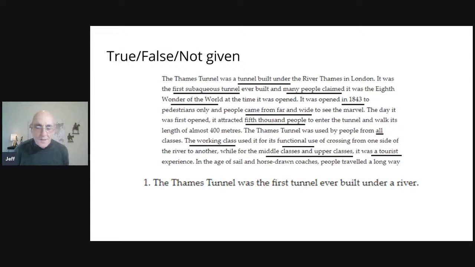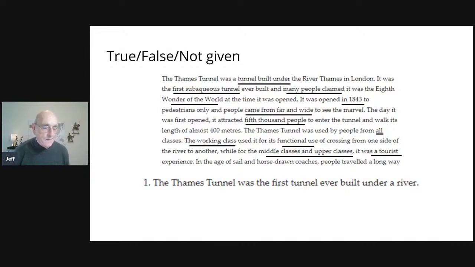You can put your guess in the comments if you're watching this on Facebook. If you're watching it live, I'll just give you a second to do that, but just take a look. I'll give you a hint. Okay, it's in the first 2 lines of the passage. The Thames Tunnel was the first tunnel ever built under a river. So in the first line, we can see the Thames Tunnel was built under a river. So that part of the statement, we can confirm. And in the second line, we see it was the first subaqueous tunnel.